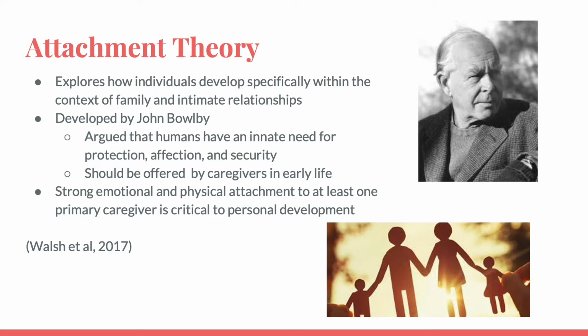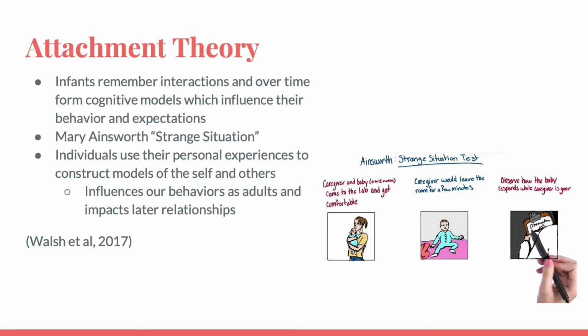He argued that humans have an innate need for protection, affection, and security, and that it had to be given early in life for it to make a difference. Overall, strong emotional and physical attachment to at least one primary caregiver is critical to personal development. These infants remember these interactions, and over time they form a cognitive model which influences their behavior and expectations, specifically in relationships. So Mary Ainsworth, who did the Strange Situation Experiment, developed these 4 different attachment styles.